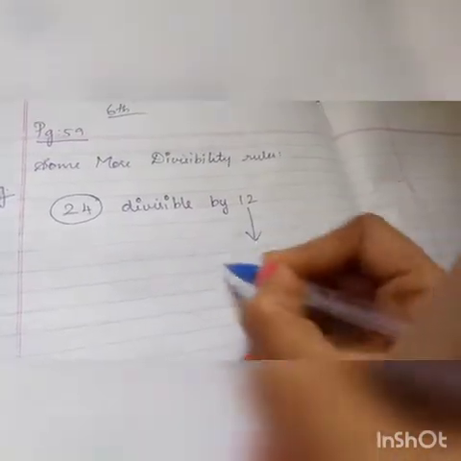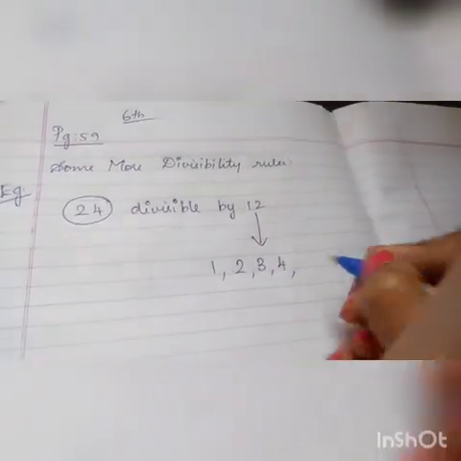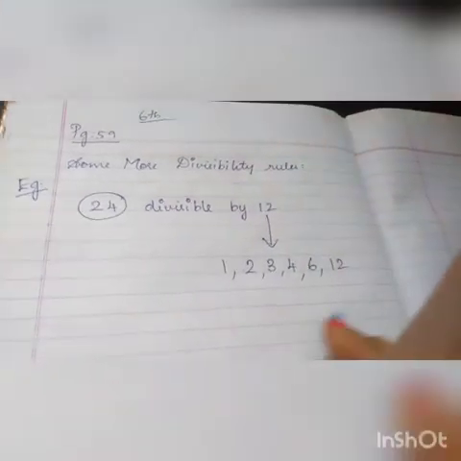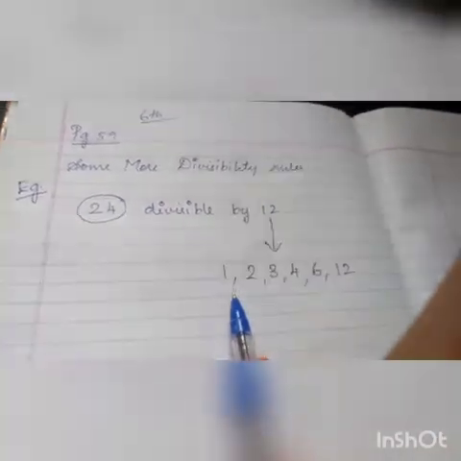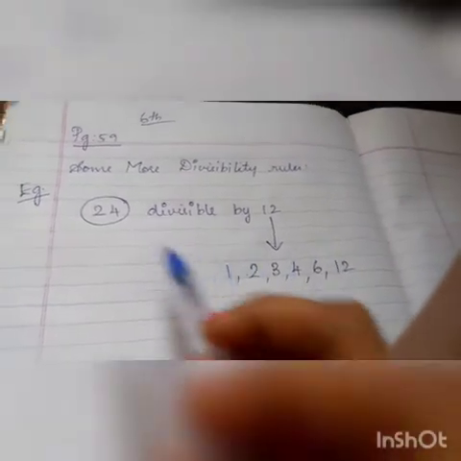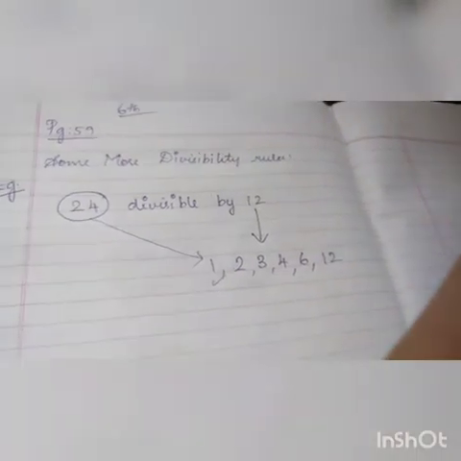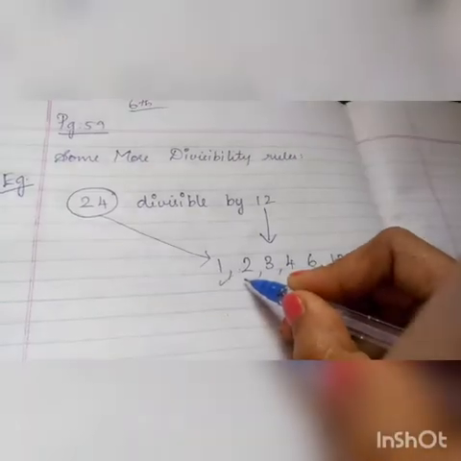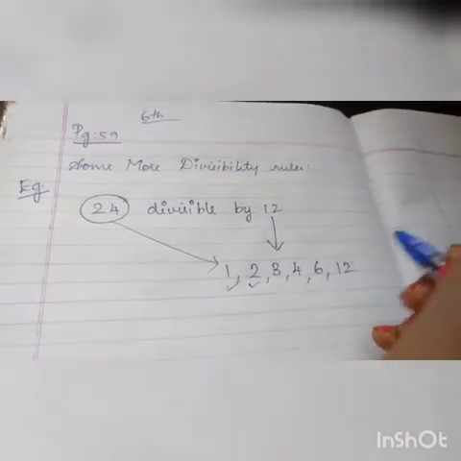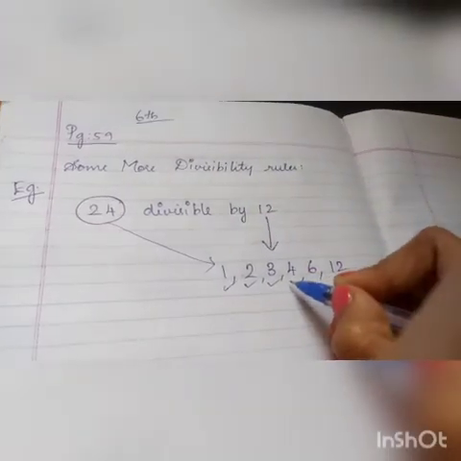Now what are the factors of 12? 1, 2, 3, 4, 6, 12. Whether 24 is divisible by 1? Yes. 24 is divisible by 2? Yes. 24 is divisible by 3? Yes. 24 is divisible by 4? Yes.